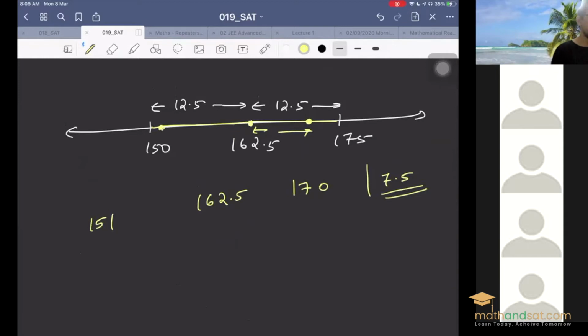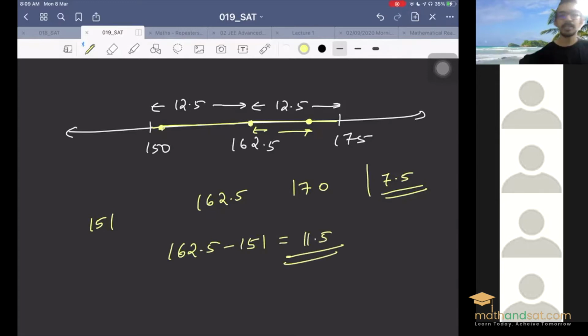Now another example will be, say, if we have one value taken here as 151. Now we have to take 162.5 minus 151, and this comes out as 11.5. See, again, that is within the accepted range. The error value or the deviation has to be less than or equal to 12.5.